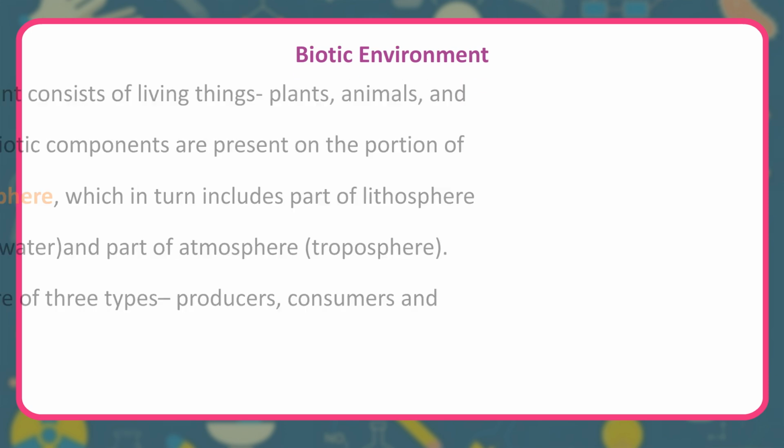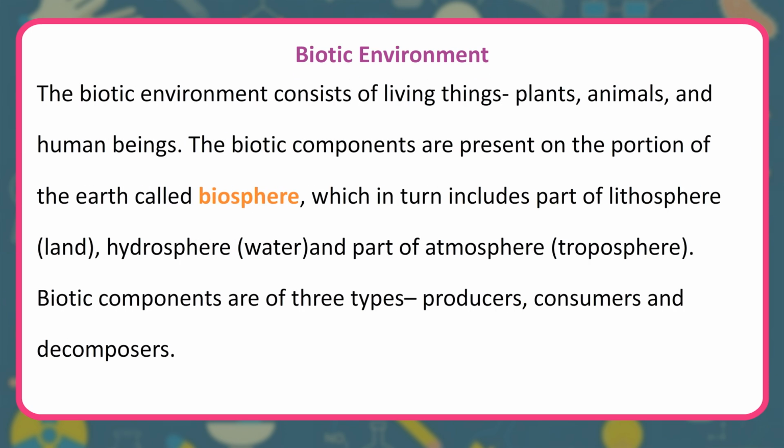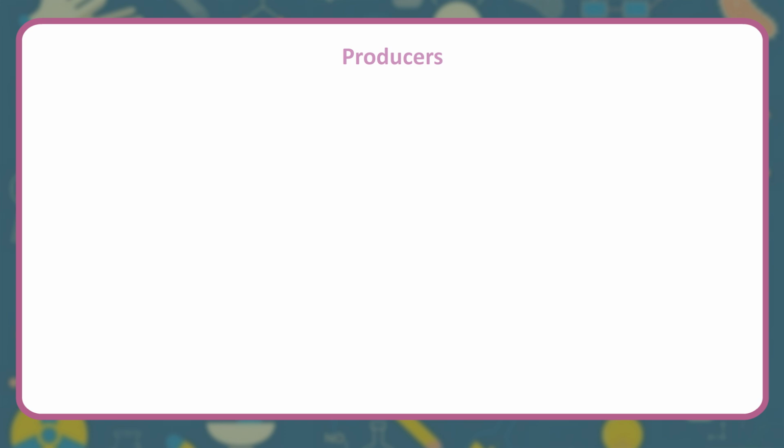Biotic environment. The biotic environment consists of living things: plants, animals, and human beings. The biotic components are present on the portion of the earth called biosphere, which in turn includes part of lithosphere, land, hydrosphere, water, and part of atmosphere, troposphere. Biotic components are of three types: producers, consumers and decomposers.